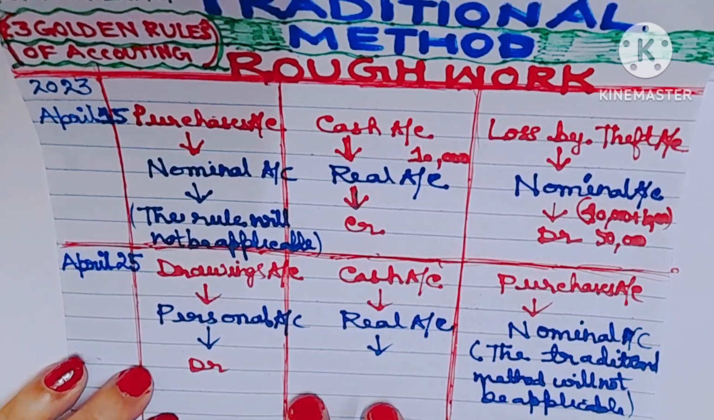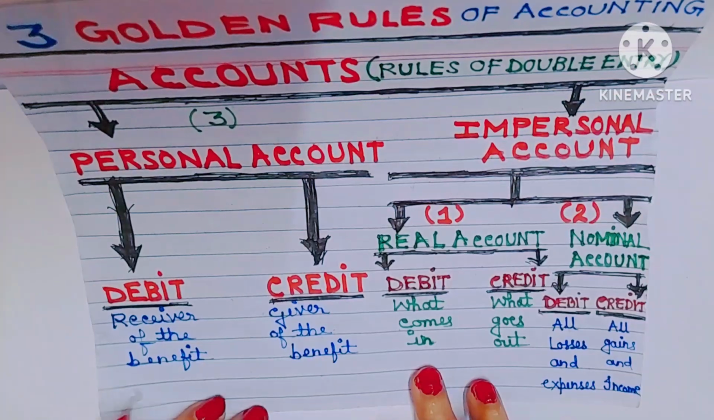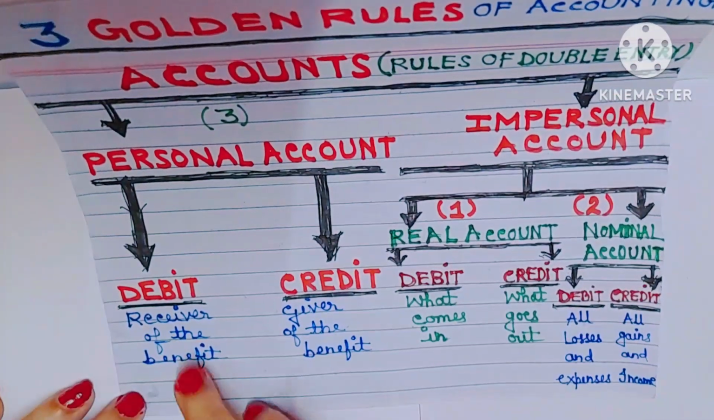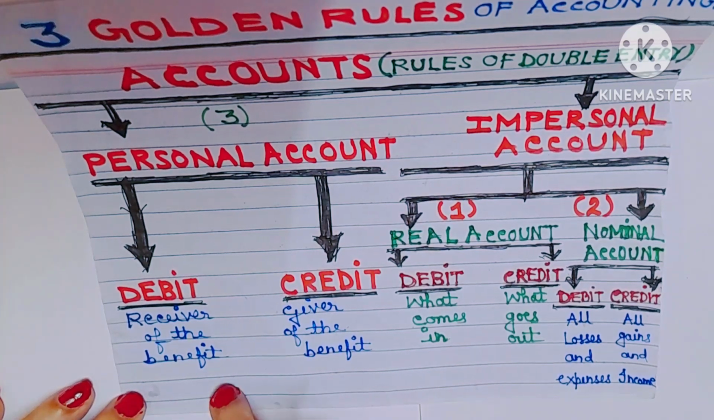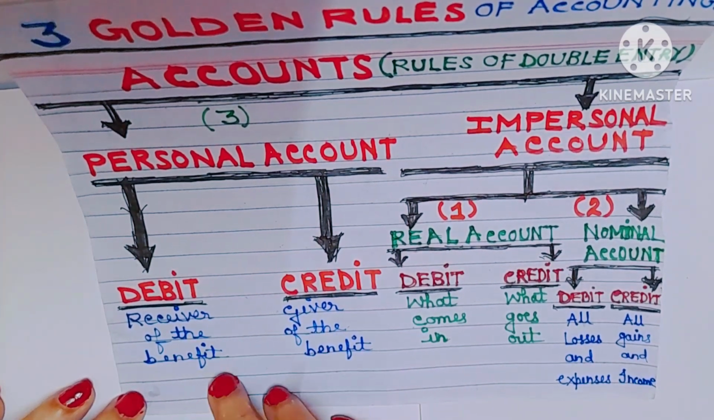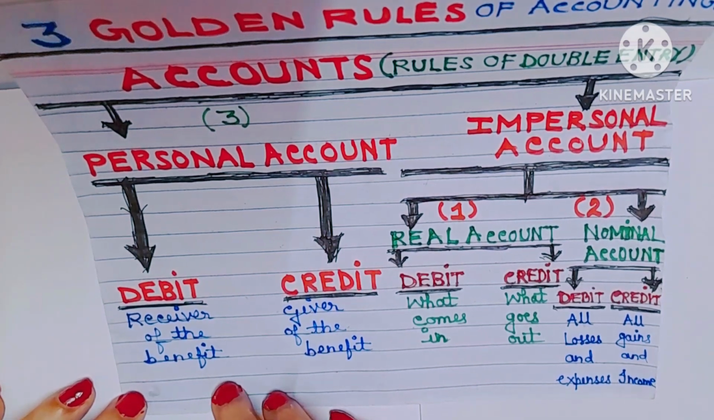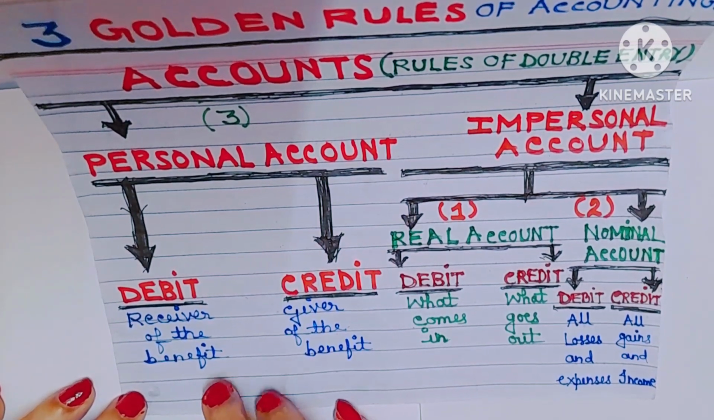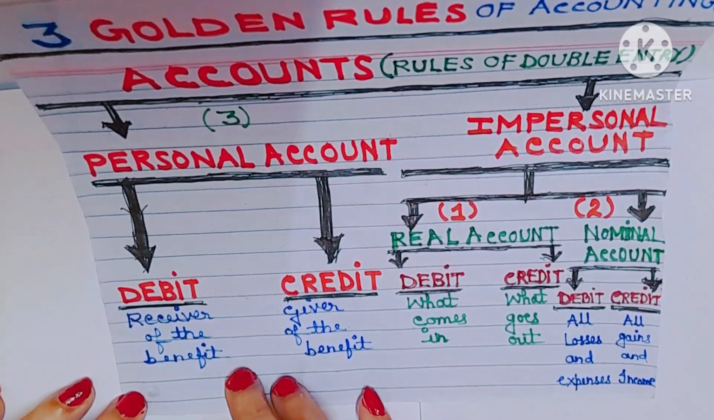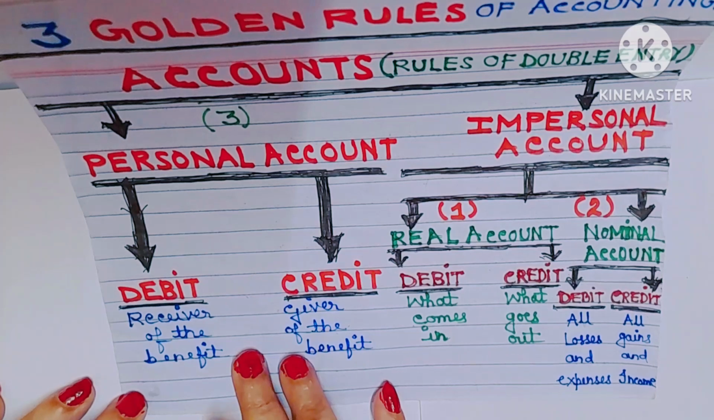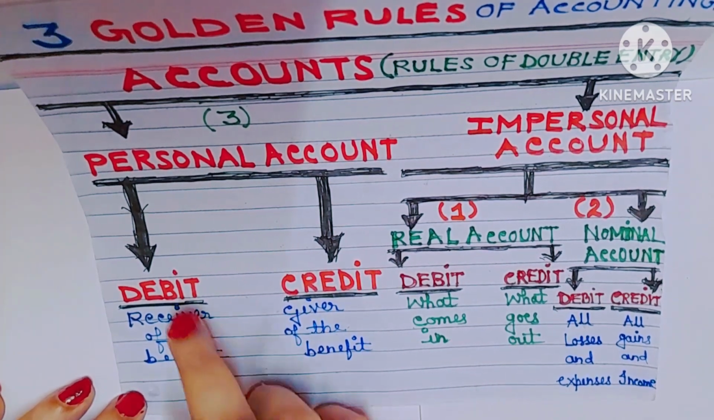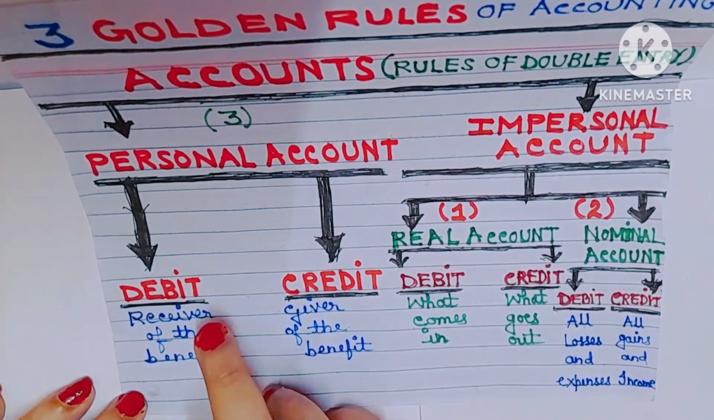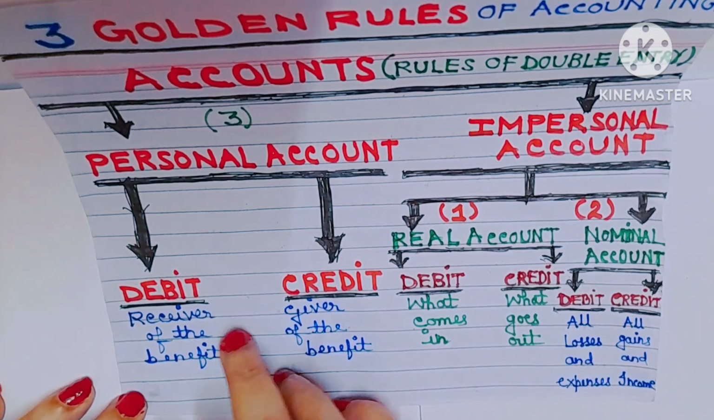Okay, now let me show you the traditional method chart. Personal account. Debit, receiver of the benefit. So here Mamuni is the receiver of benefit. When she withdrew for her personal use cash rupees 10,000 and goods worth rupees 5,000, she is the receiver of cash and goods both. Okay, receiver of the benefit is debit. That is the reason drawings account is debit. That is what we have done.